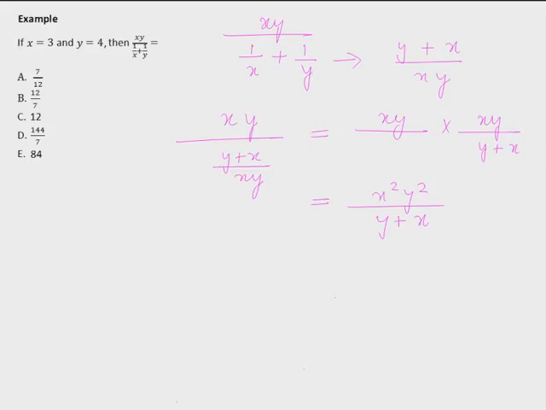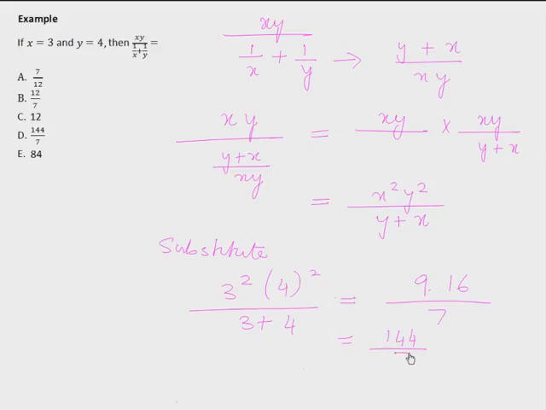Now I can substitute my values. x is 3 and y is 4. So I get 3 square into 4 square over 3 plus 4, which is 9 into 16 over 7, which is 144 over 7. The answer is D.